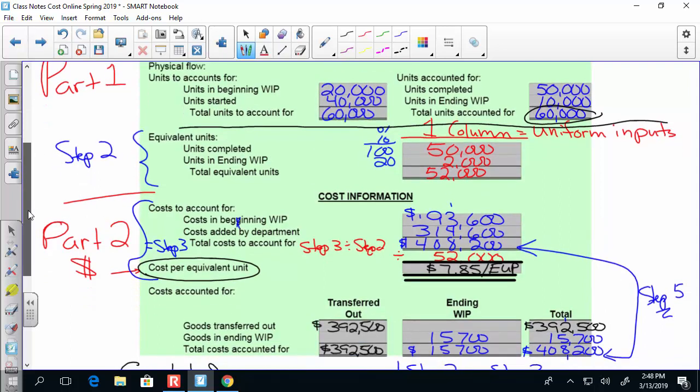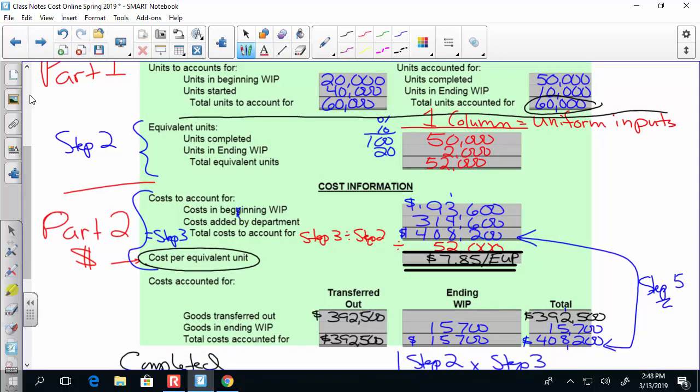Once we get past step 1, step 2 says, well, weighted average, I'm looking at the completed units. They're always 100% complete. Ending units, which there are 10,000 of them, are multiplied by the percent complete. The author tells us they're 20% done. Equivalent unit-wise, there are 2,000 units then, with a total of 52.